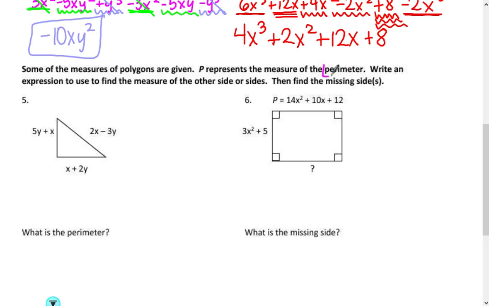Okay, so remember perimeter. Perimeter means the distance around a figure. So ultimately what it means is add all sides. All right, so let's look at this first one. So what is the perimeter? This question is asking us what is the perimeter. So we do the same thing. Now if you want to list these all out and say 5y plus x plus 2x minus 3y plus x plus 2y, you are welcome to do that. For me, I'm just going to kind of ring around the rosy here. I'm going to add my x's first.